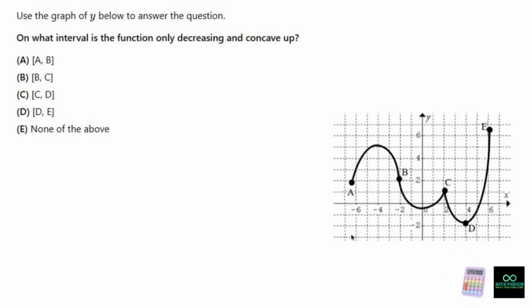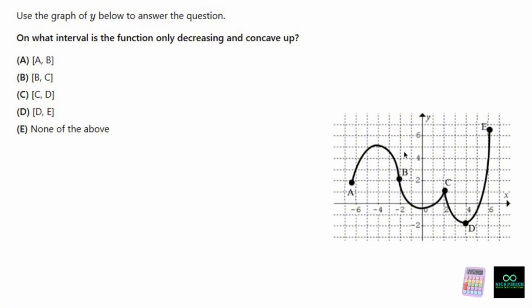On to the calculator section. Now, the wonderful thing about the calculator section for these AP Calculus exams is you don't need a calculator for most of them. This is one of them. Use the graph of y below to answer the question. On what interval is the function only decreasing and concave up?